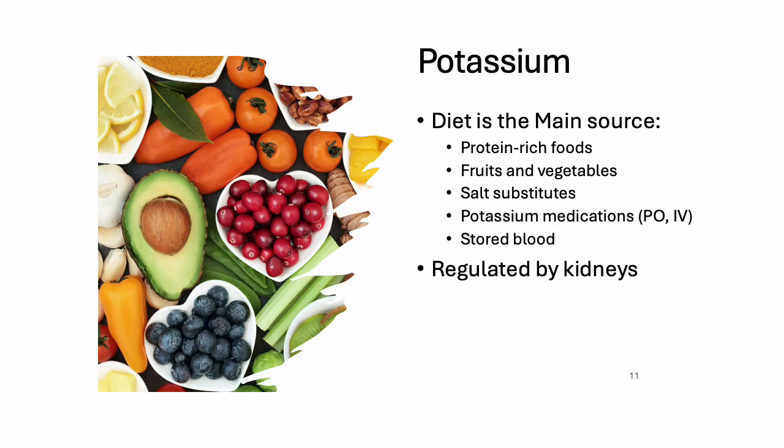Where do we find potassium? Well, it's in our diet: protein-rich foods, fruits and vegetables, and potassium medications if we need to replace it for our patients, either orally or intravenously. It's also stored in our blood. It is regulated by the kidneys, so the kidneys are the primary route for potassium loss. They eliminate about 90% of the daily potassium intake. Excretion depends on the serum potassium level, urine output, and renal function.